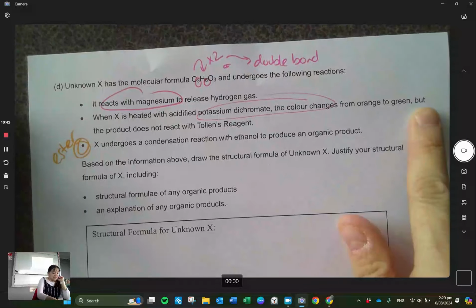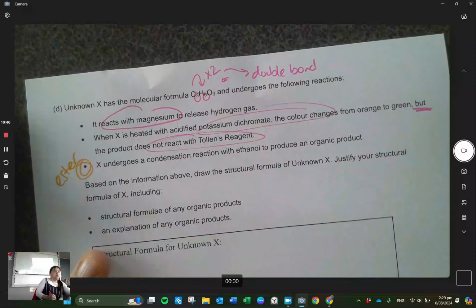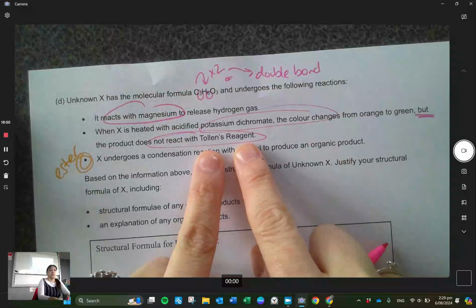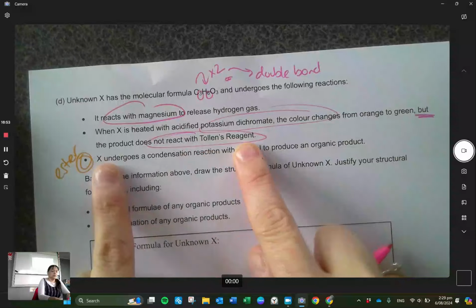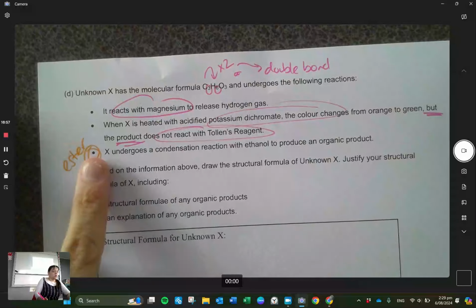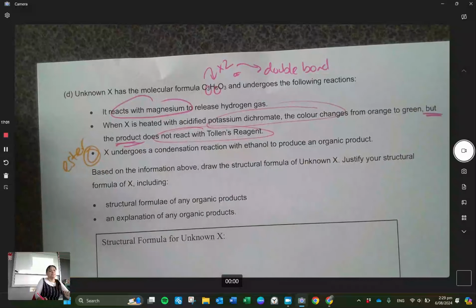It says, but it does not react with Tollens' reagent. So this is the first reaction, second reaction. So be mindful, it's a secondary product. And then don't worry about this last bullet point. I will talk about that separately because we haven't done esters yet. Okay? Give it a go. Figure out what compound X is.